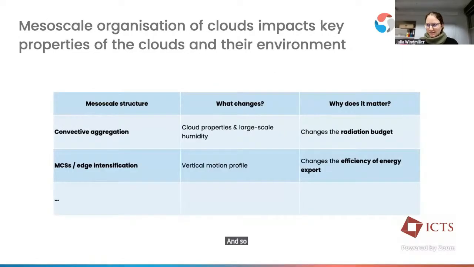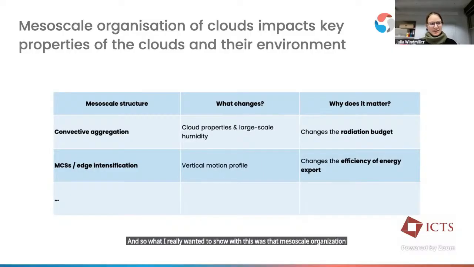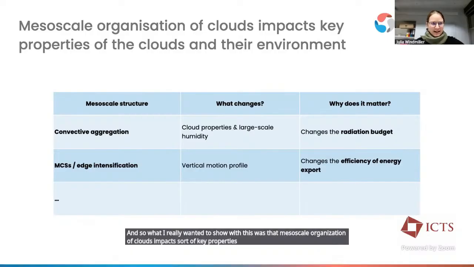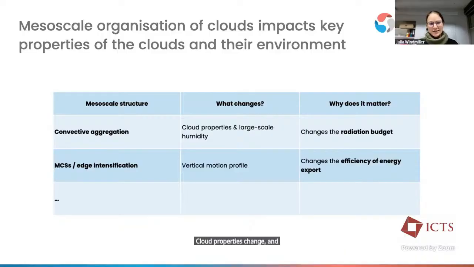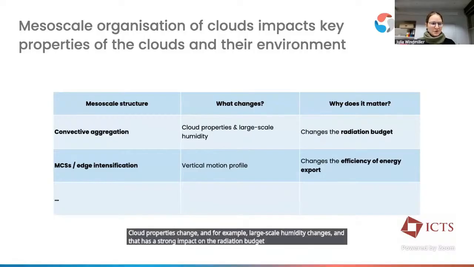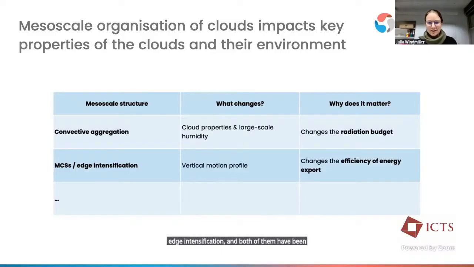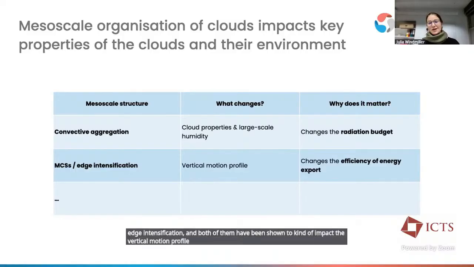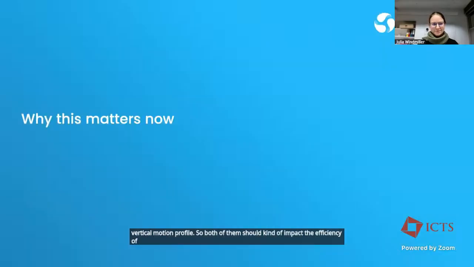And so what I really wanted to show with this was that mesoscale organization of clouds impacts key properties of the clouds and the environment. So if you aggregate convection, cloud properties change, and for example, large-scale humidity changes, and that has a strong impact on the radiation budget. If you have observed mesoscale structures, mesoscale convective systems or edge intensification, both of them have been shown to impact the vertical motion profile. So both of them should impact the efficiency of energy export.